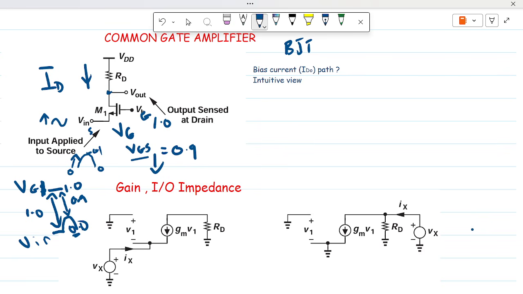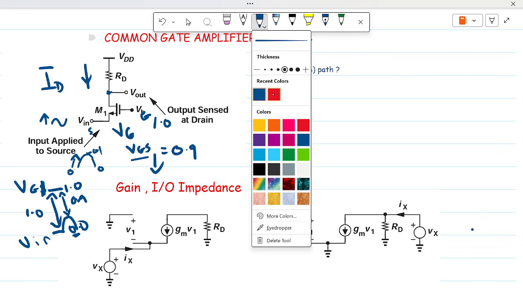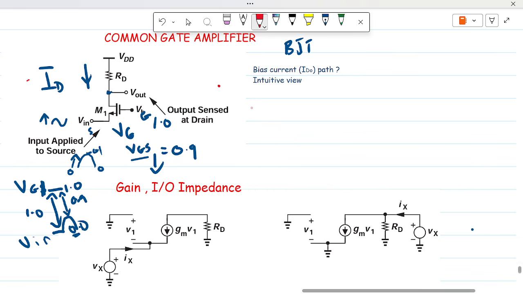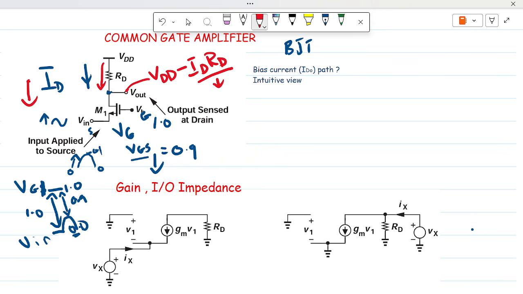And if the VGS reduces, then what happens to the current? The current would also reduce. If the current reduces, then the drop across this resistance would reduce. And if the drop across it reduces, we know that Vout is equal to VDD minus the drop across that resistance. So if this drop is reducing, then Vout would increase. So going back, we see that an increase in the input signal would cause an increase in the output signal.